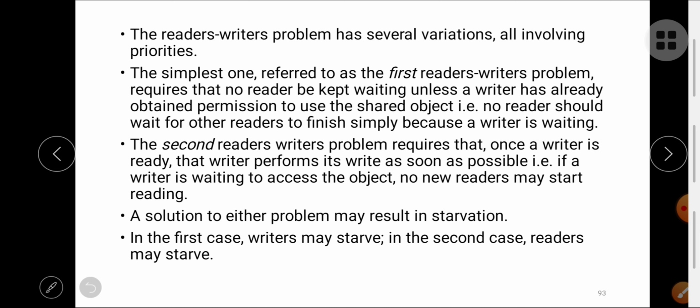Okay, the second readers-writers problem requires that once a writer is ready, the writer performs its write operation as soon as possible. That is, if a writer is waiting to access the object, then no new readers may start reading. A solution to any one of these problems will result in starvation. Starvation means they are eager to get access. In the first case writers may starve, and in the second case the readers may starve.